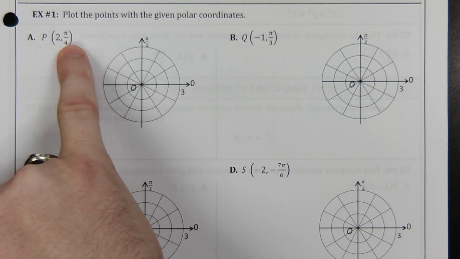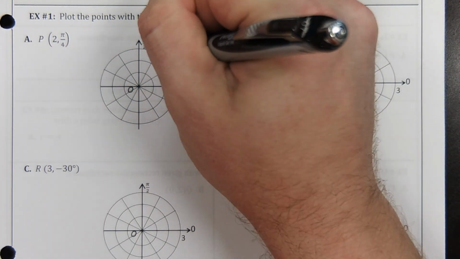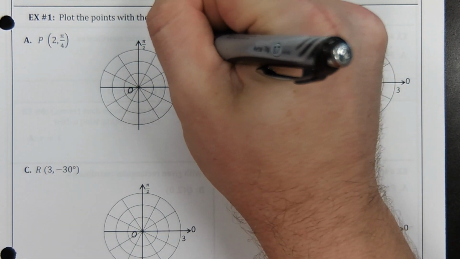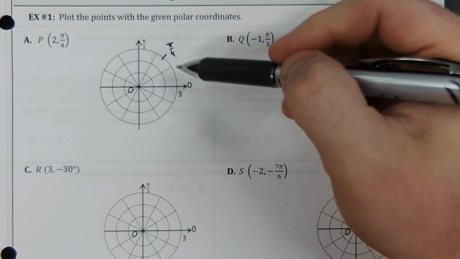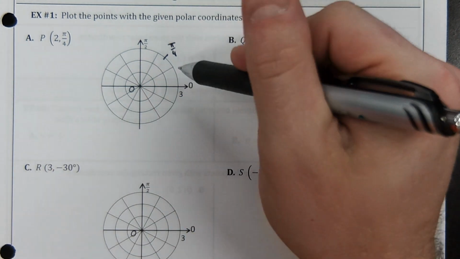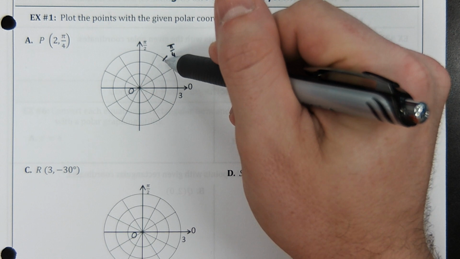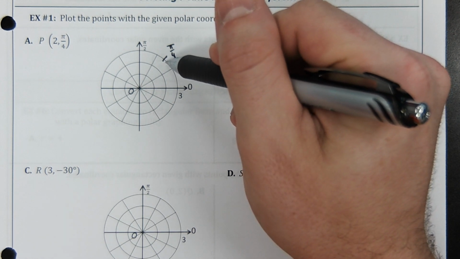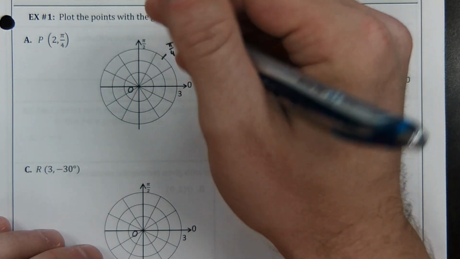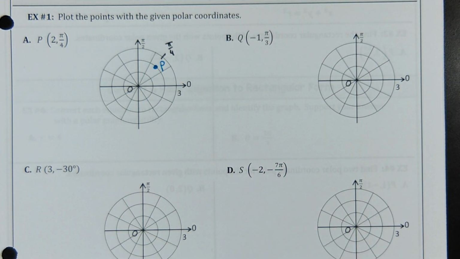So this is telling me look to pi over 4. Pi over 4 is halfway between 0 and pi over 2, so pi over 4 will be here. So I look to pi over 4. I know I'm looking at the second ring. Do I get to stay at pi over 4, or do I need to reflect? I get to stay, and the reason why I get to stay at this angle is because this radius is positive. So this is a point at pi over 4 on the second ring. There is point P.